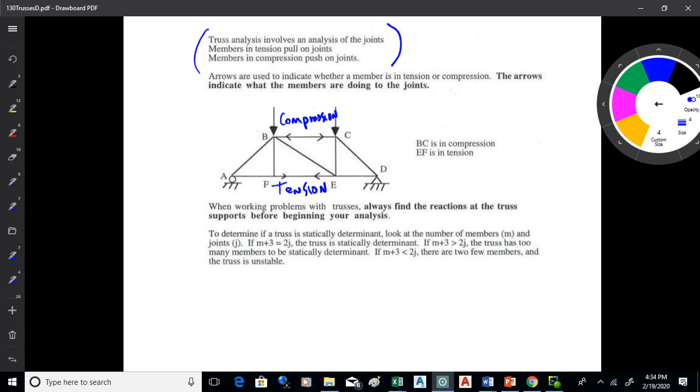So my goal when I analyze a truss is to figure out the forces in the members. The first thing I do is find the reactions. That's pretty good advice. We want to find the reactions on the truss supports before we begin our analysis.